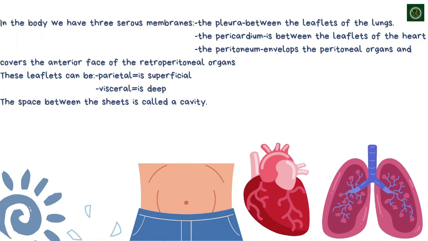The leaflets can be parietal or visceral. The parietal leaflet is superficial and the visceral one is deep. The space between the sheets is called a cavity. So, we can say that we have three such cavities in the body: pericardial, pleural, and peritoneal.